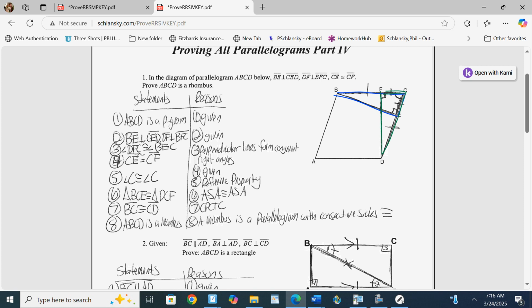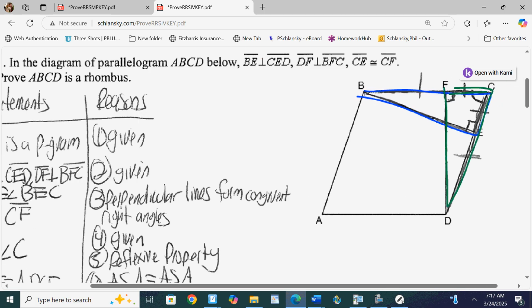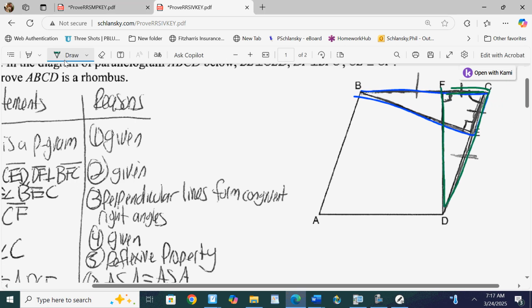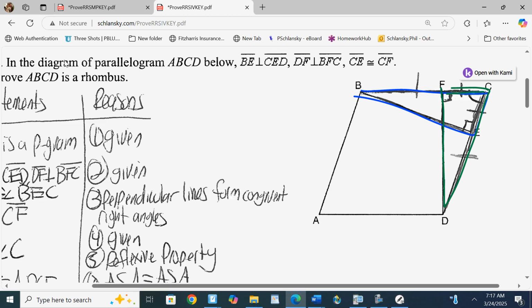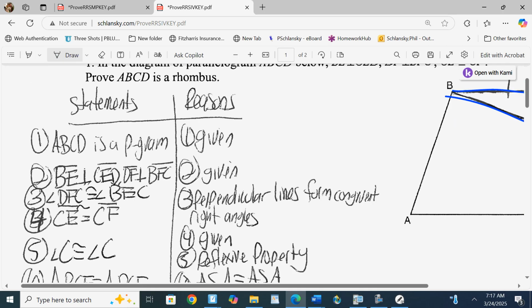I take my givens. I got some perpendicular. So let me see if I can blow this up a little bit. I've got some perpendicular, so I've got right angles. That's one thing. I've got CE ≅ CF. That's two things. I'm out of givens. I look for vertical angles, reflexive property. There's reflexive property. There's three things. State the triangles are congruent. And you can see the proof over there.